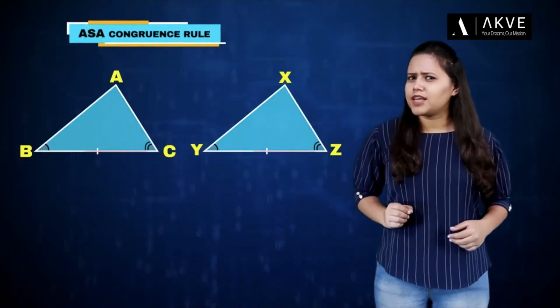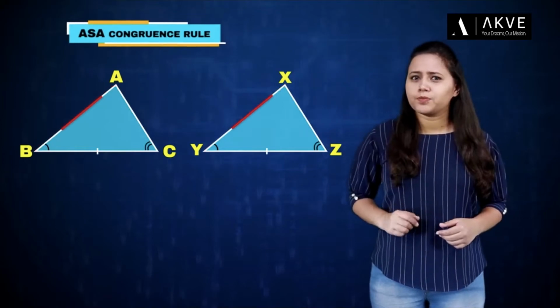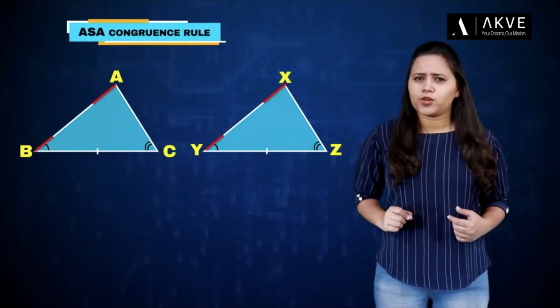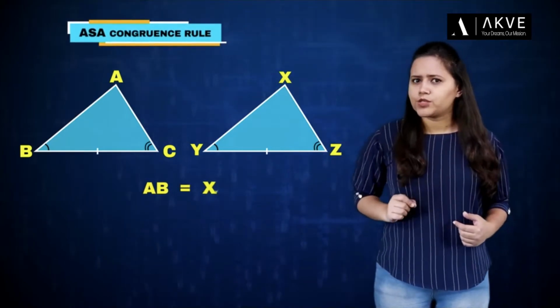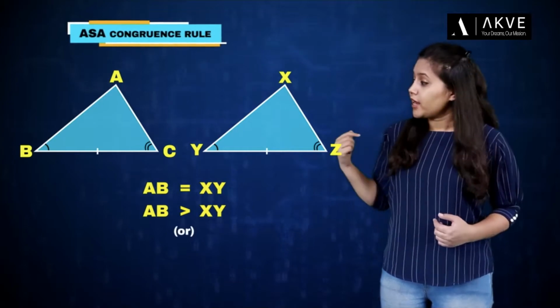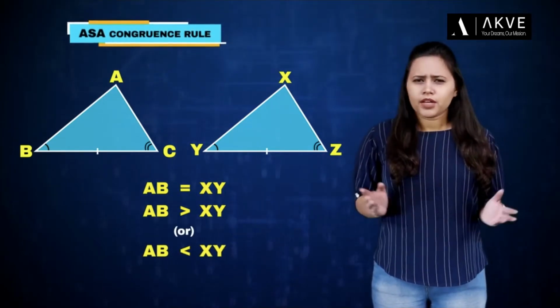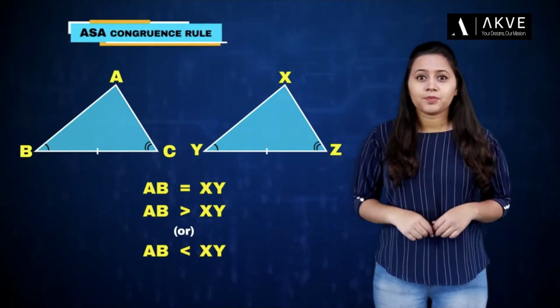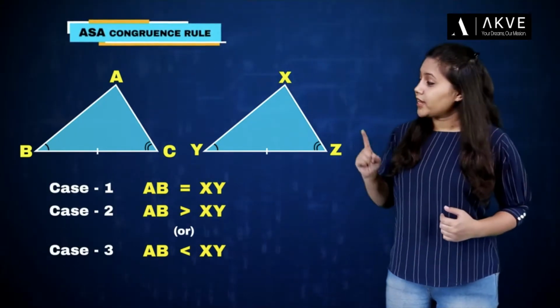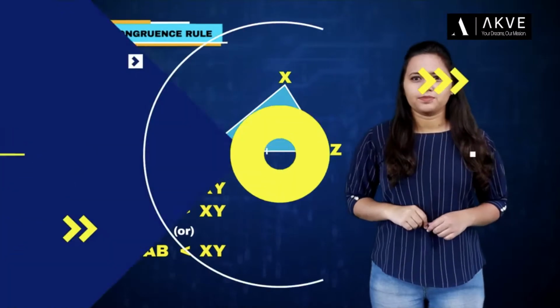Now consider the sides AB and XY. These sides can be related to each other in one of three ways: AB is equal to XY, AB is greater than XY, or AB is less than XY. There is no other possibility, right? This means there are three cases. Now let us look at each case one by one.